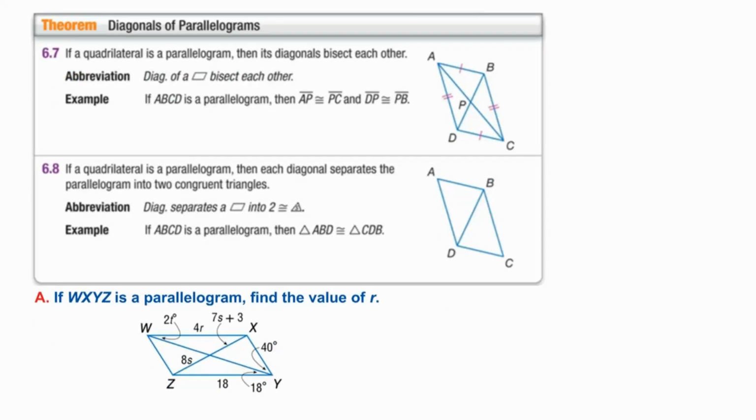In a parallelogram, the diagonals bisect each other. So they cut each other in half. It doesn't necessarily mean that they're congruent. So in the picture, AP would be congruent to PC because BD would bisect it, and AC would bisect BD, so PD would be congruent to BP.